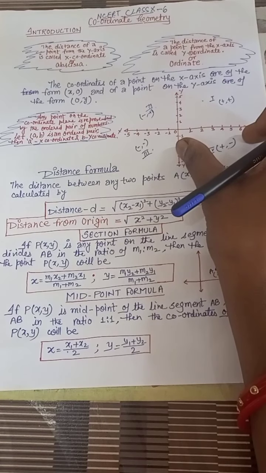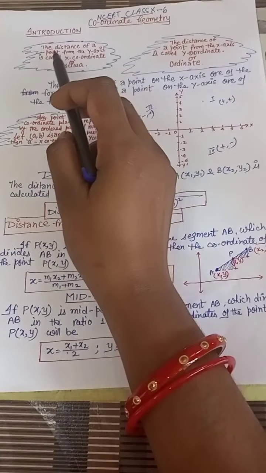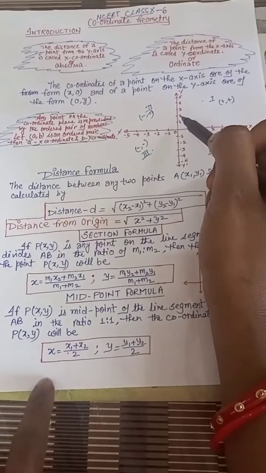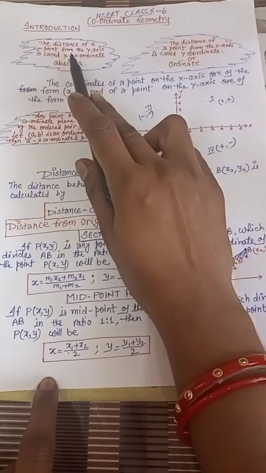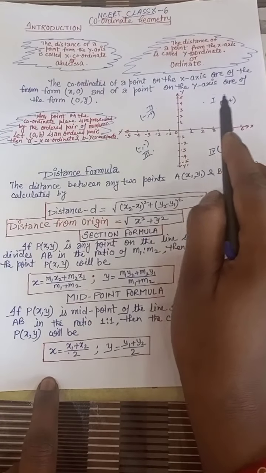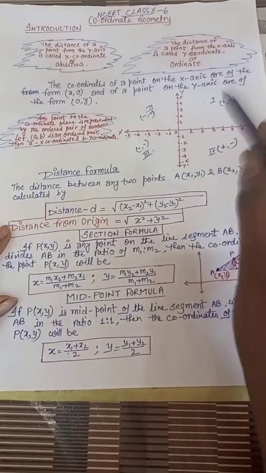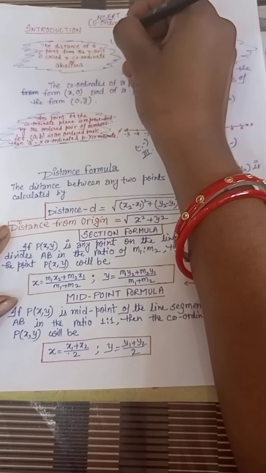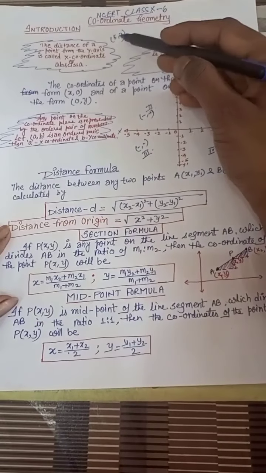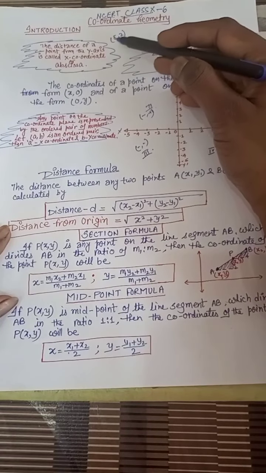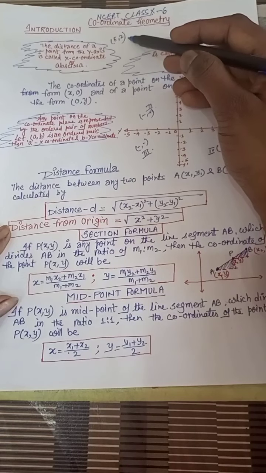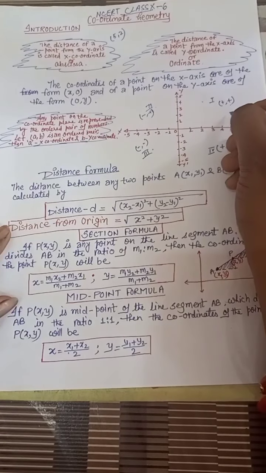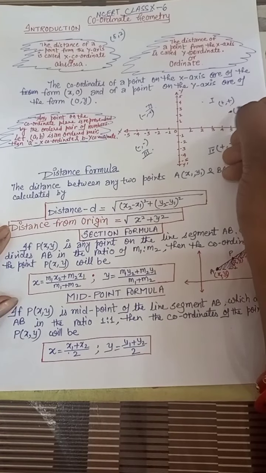First, the topic is the distance of a point from the y-axis. Here is the y-axis, so distance from the y-axis. If I have a point that is 5 and 2, I take the coordinate point (5, 2) and draw the point. Here 5 is on the x-axis and 2 is on the y-axis. So here is 5 and 2.